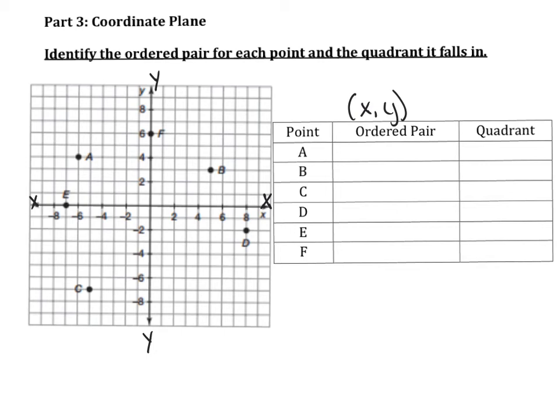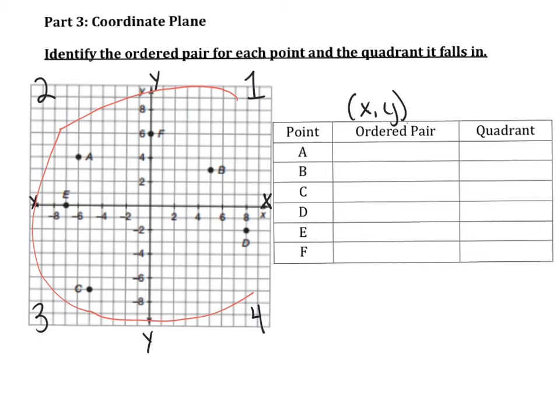And then quadrants. Remember, we label our quadrants by making the letter C. So if I make the letter C, this is 1, 2, 3, and 4. Okay, so let's write that. Now let's write these points out.